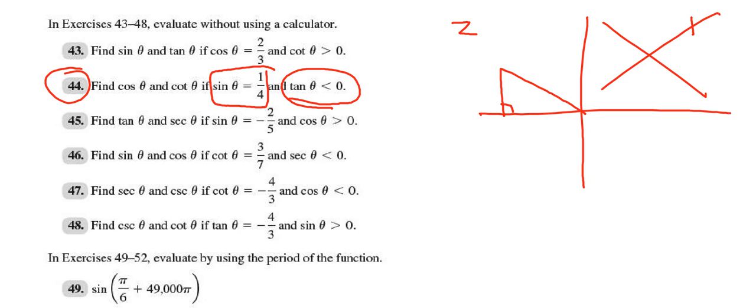Okay, so which side should I label 1, and which side should I label 4? The hypotenuse is 4, right? The opposite side is 1. Do either of those need to be negative? Well, if the 1 was negative, wouldn't that mean it was going down? But we've already decided it's in quadrant 2, so it has to be positive. So we're good the way we've drawn it.